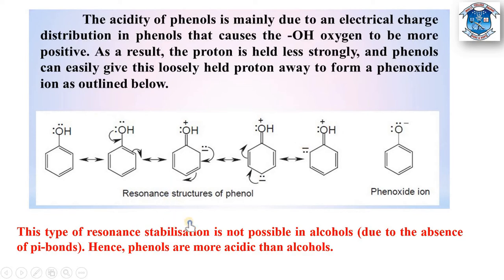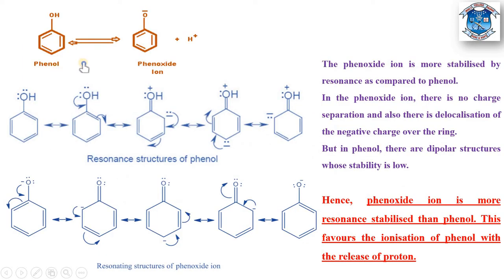But this type of resonance stabilization is not possible in alcohols. Why? Because in alcohols there are no pi bonds for the delocalization of the charge. Hence we can say that phenols are more acidic than alcohols. Phenol, when treated with any alkali hydroxide, is easily dissociated to form the phenoxide ion, and the equilibrium lies towards the right, because the phenoxide ion formed is more stabilized than phenol.